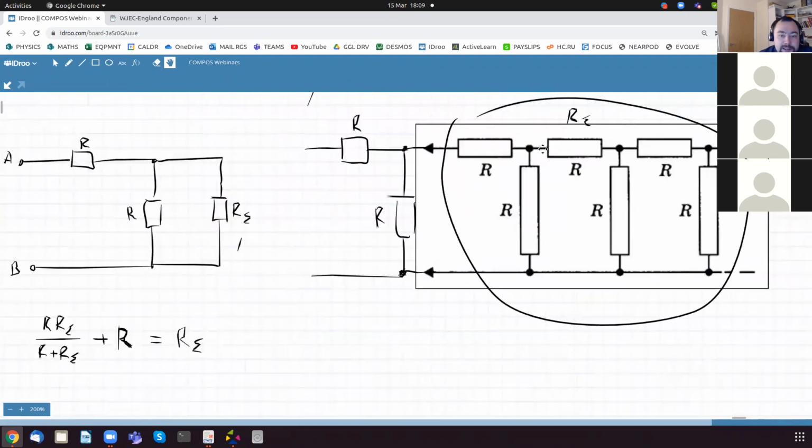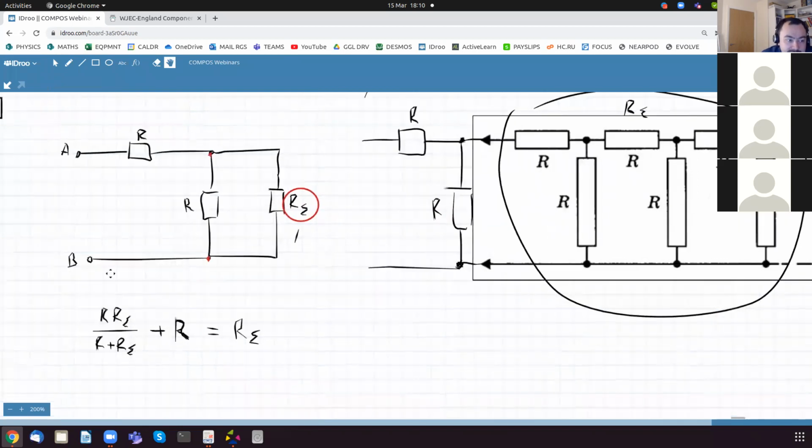Okay, a couple of 8s. So this infinite chain I've just replaced with a resistor R sigma. This is the resistance of the infinite chain. And connecting this infinite chain of resistors into here does not change the total resistance. So the total resistance of this combination is going to be R sigma, the whole thing.